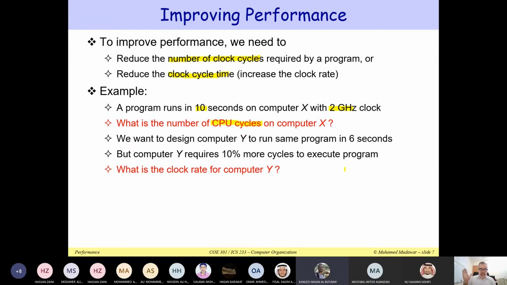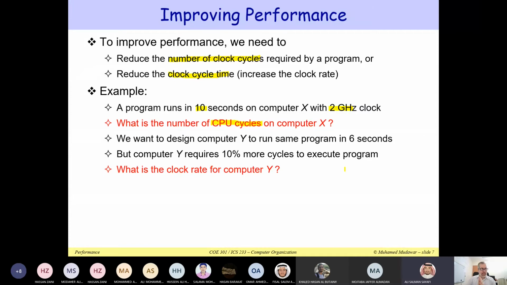So the clock frequency is 2 gigahertz. Yes, 2 times 10 to the power 9 cycles per second. What I need is the number of CPU cycles. So how do you calculate the number of CPU cycles? Just simply what do we do? Multiplying 10 seconds by 2 gigahertz.